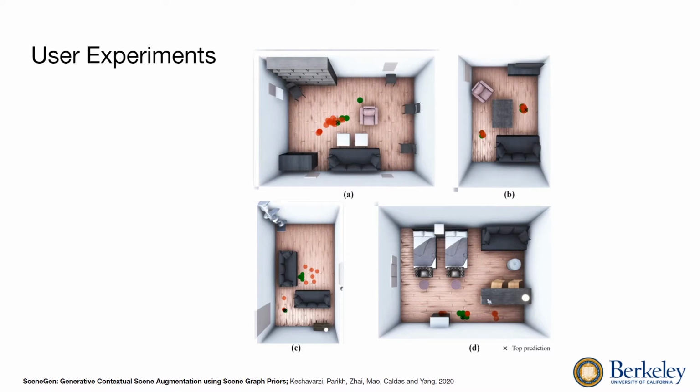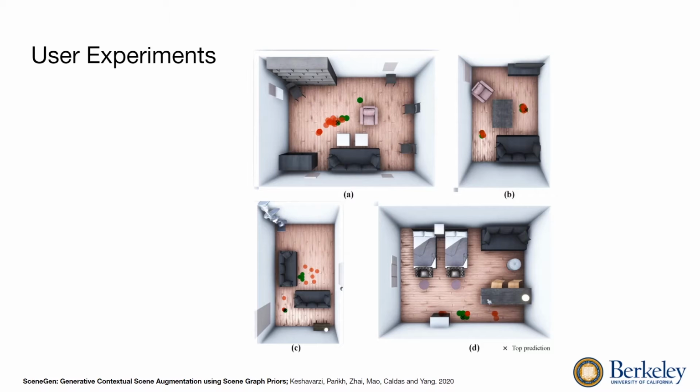So in addition to asking the user participants to give a score from 1 to 5 to the plausibility of the scene, we also asked them to actually adjust the augmented objects to a position that they thought would be better. This plot in this figure shows the distribution of those adjustments by the users in red and the distributions of our top 5 predictions in green.